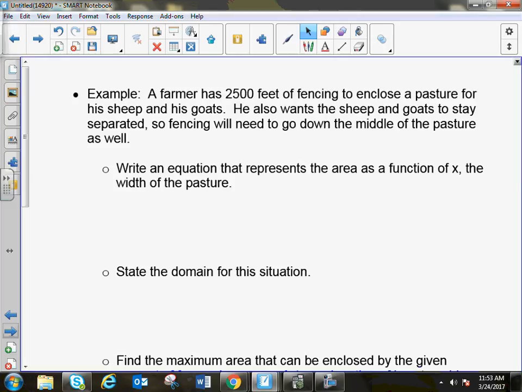A farmer has 2,500 feet of fencing to enclose a pasture for his sheep and his goats. He also wants the sheep and goats to stay separated, so the fencing will need to go down the middle of the pasture as well. Write an equation that represents the area as a function of x, the width of the pasture.